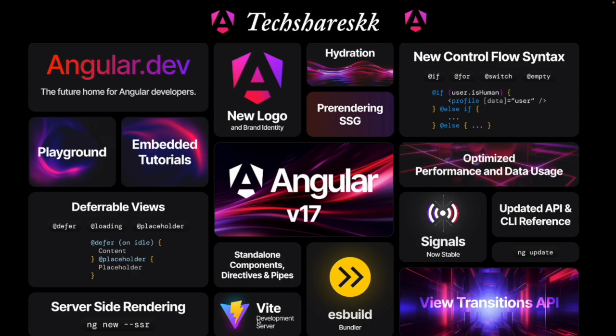So one of the things which I saw on this whole screen: you saw hydration, a new logo branding, a playground with embedded tutorials, deferrable views, server-side rendering, new control flow syntax, optimized performance and data usage, updated API and CLI references, signals, and the view transitions API. All this we will learn in depth, without coding. In this video, I'll target only the theoretical approach of these updates.